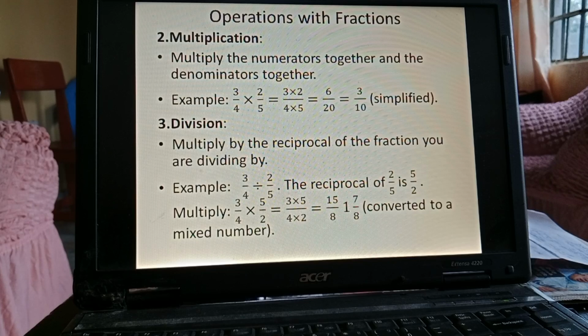So you are dividing, for example, 3 over 4 divided by 2 over 5. You are going to change that sign to multiplication, but then our 2 over 5 will be converted to its reciprocal, which is 5 over 2. And therefore, your problem now will be 3 over 4 times 5 over 2, which is equal to 3 times 5 over 4 times 2, which is 15 over 8, which is equal to 1 and 7 over 8, converted to a mixed number.